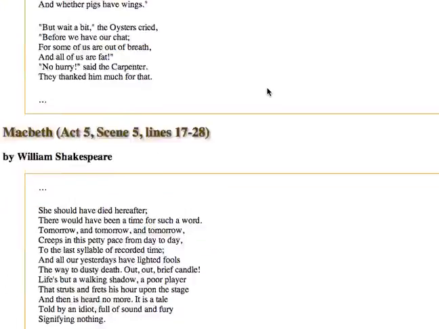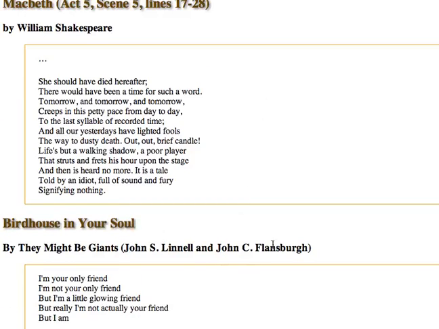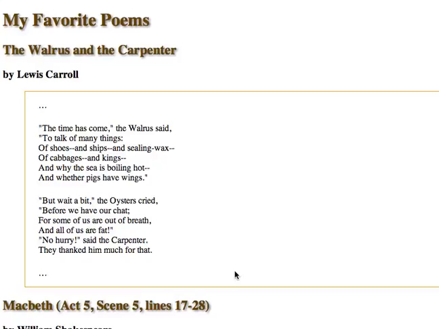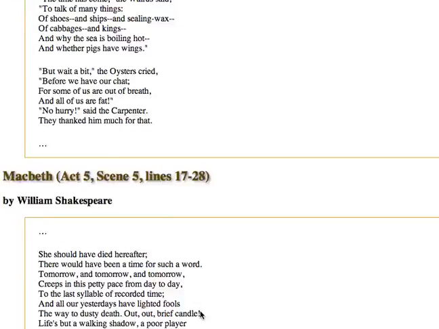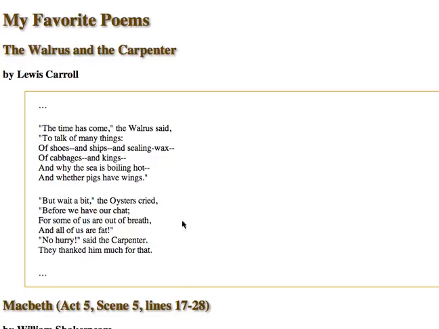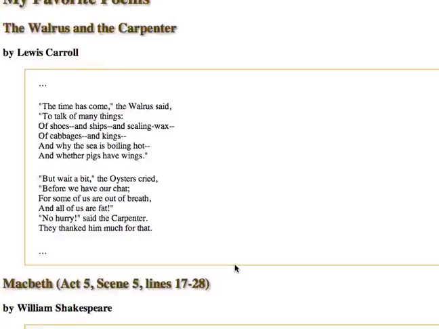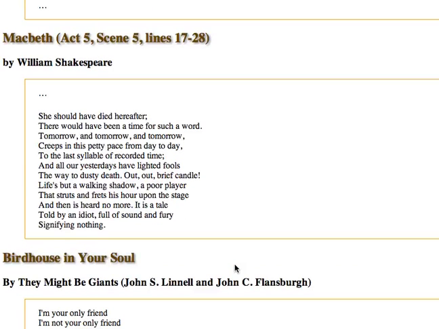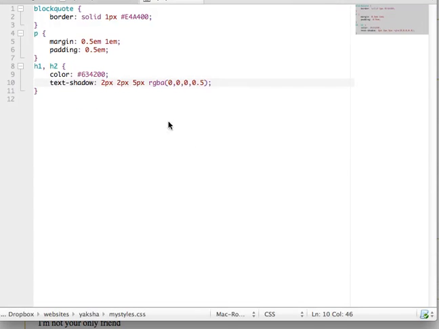But right now they all look pretty much the same. When you look at the headlines, you wouldn't know that there's a difference between any of these poems. They're already styled, but they're all styled pretty much the same. And I want to make a distinction between The Walrus and the Carpenter and Macbeth and Birdhouse in Your Soul, because these poems are fairly different. I mean, The Walrus and the Carpenter and Birdhouse in Your Soul are both pretty silly, whereas Macbeth is a fairly serious play, and this portion of the play is a very serious portion. So I'm going to use CSS classes to change how these poems look.